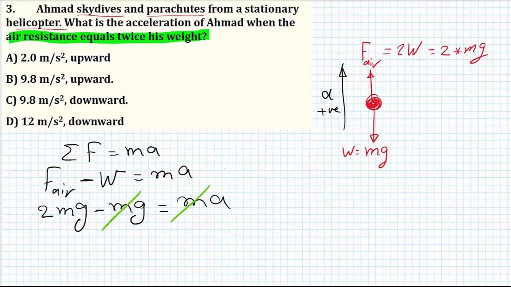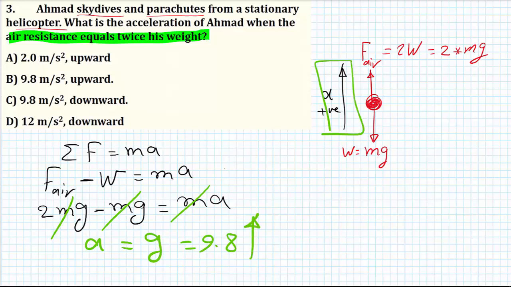We can cancel mass with mass. That means the acceleration of the object is 2g minus g. It gives you g, which is 9.8, and you assumed that it was upward. So the acceleration is 9.8 upward. That doesn't mean that Ahmed is moving upward, but his acceleration is upward, while his direction of motion, it's obvious that he's moving downward. That means he is slowing down.